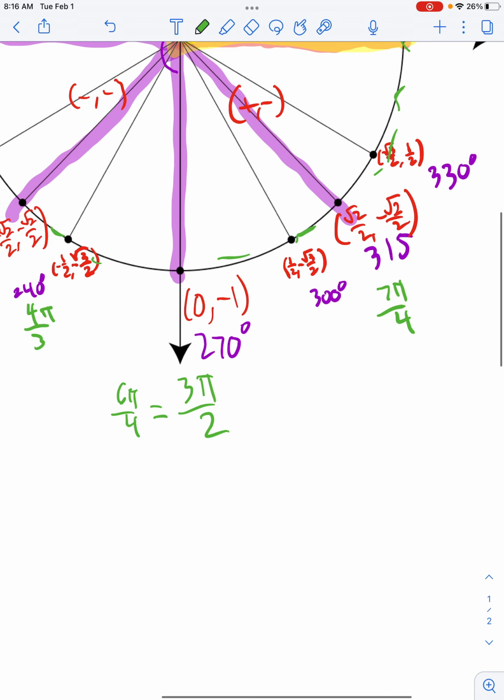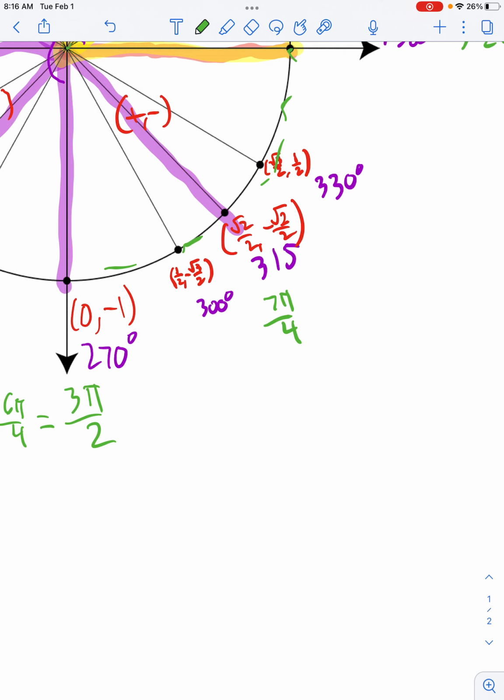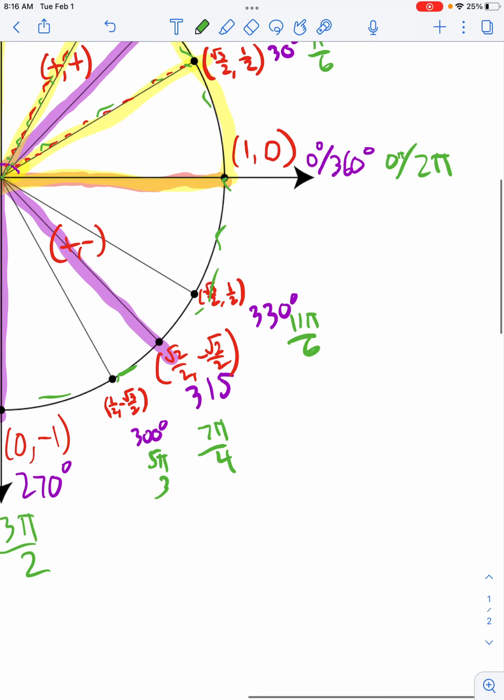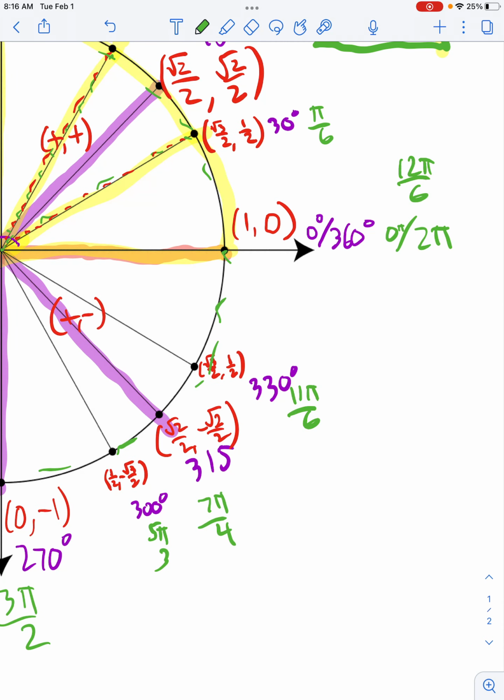And then you can have 9 pi over 6, which can be reduced to 3 pi over 2. So then after 9 pi over 6, I have 10 pi over 6, but 10 pi over 6 is really, if I divide by 2, I get 5 pi over 3. Then 11 pi over 6, and then again 12 pi over 6 can be reduced to 2 pi.